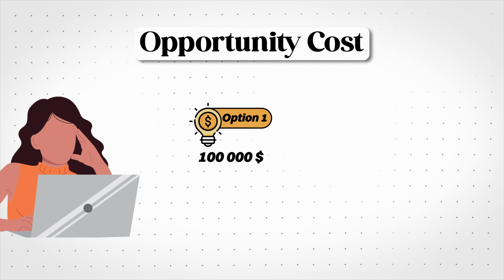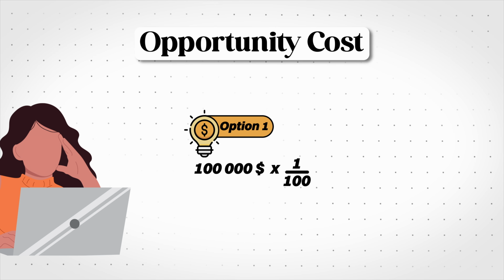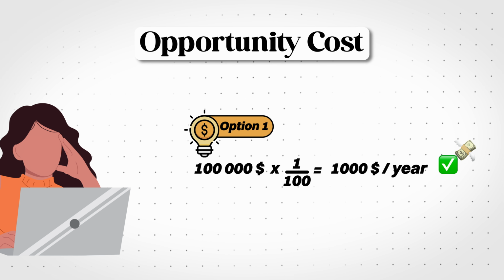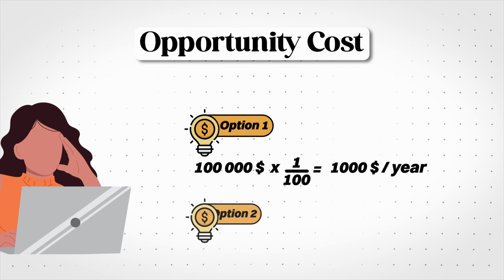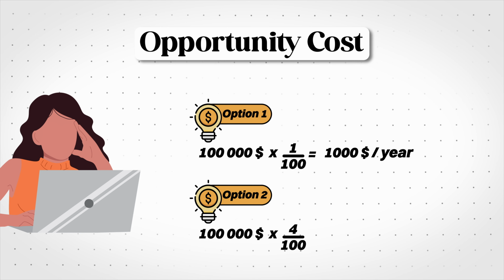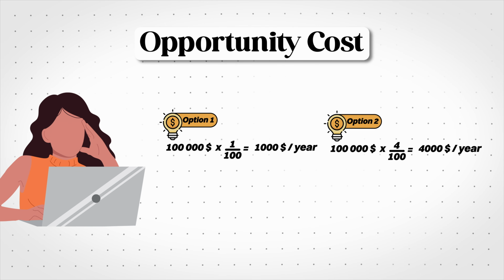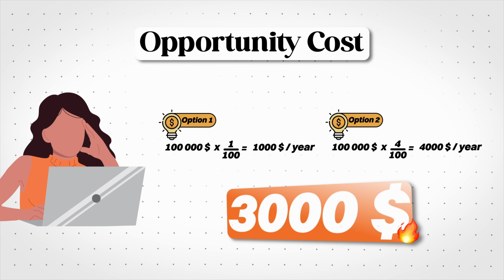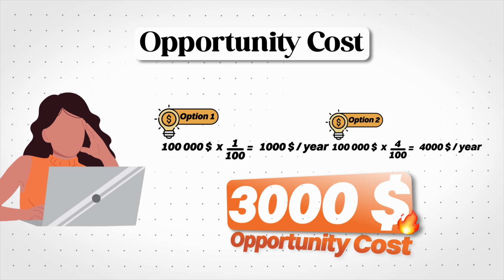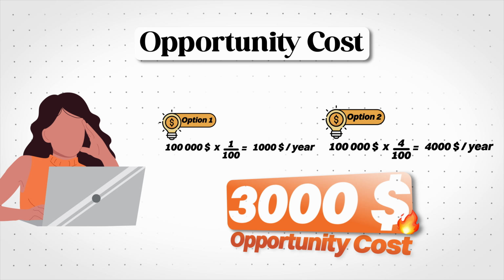Imagine you have $100,000 invested in an asset earning 1% interest per year. That's $1,000 in annual return. Not bad. But let's say you could have instead invested that same $100,000 in an asset earning 4% per year. That's $4,000 annually. The difference between the two, $3,000 per year, is your opportunity cost. In other words, by sticking with the lower return option, you're missing out on $3,000 you could have made with a better alternative.